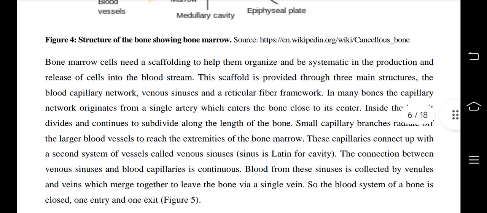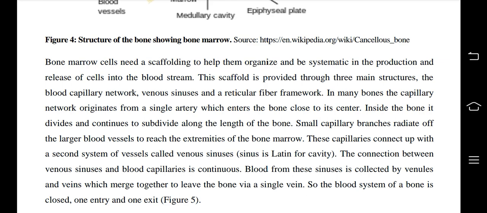Bone marrow cells need a scaffolding to help them organize and be systematic in the production and release of cells into the bloodstream. The scaffold is provided through three main structures: the blood capillary network, venous sinus, and a reticular fiber framework.